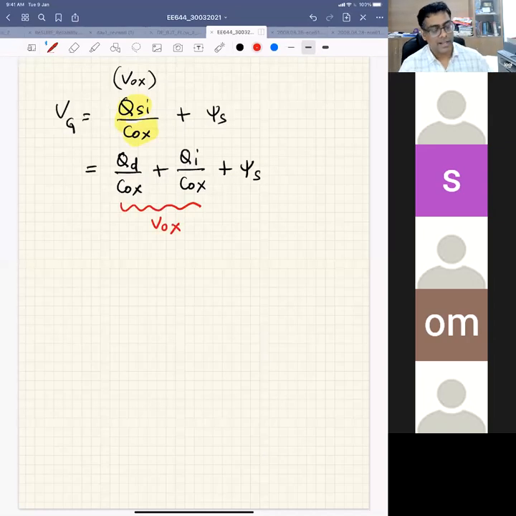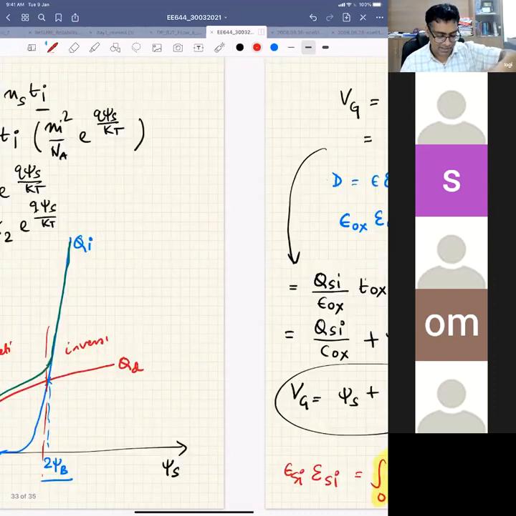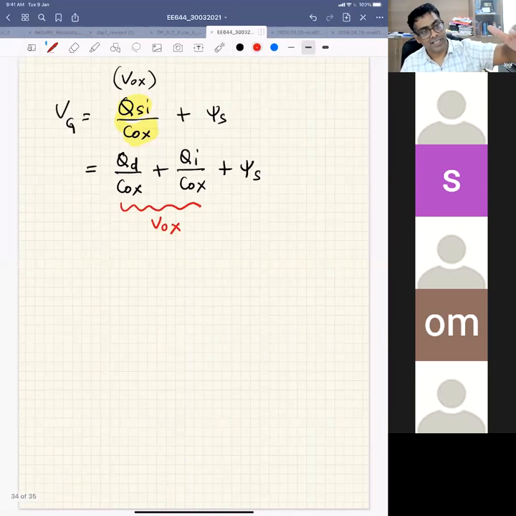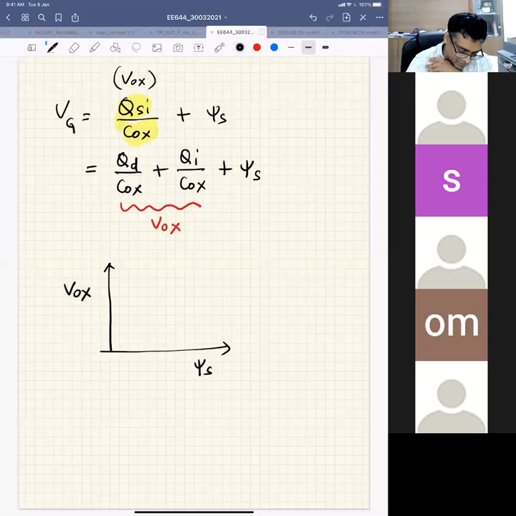So what I'm telling here is that both of these terms are the voltage drop in the oxide, right? If you look at the charge plot, your silicon charge after inversion is exponentially increasing. That means if you plot the voltage drop across the oxide as a function of psi_s, your voltage drop was increasing.